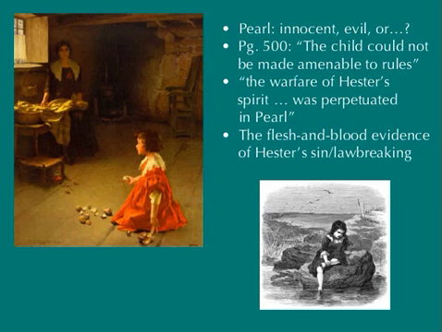On page 500, we get a little more insight into what Pearl's problem is. We can read, the child could not be made amenable to rules. In other words, Pearl is a lawbreaker. She doesn't like rules. She doesn't like to be told what to do. Continuing on, it says, the warfare of Hester's spirit was perpetuated in Pearl. So we know Hester herself was a lawbreaker. That's why she is where she is.